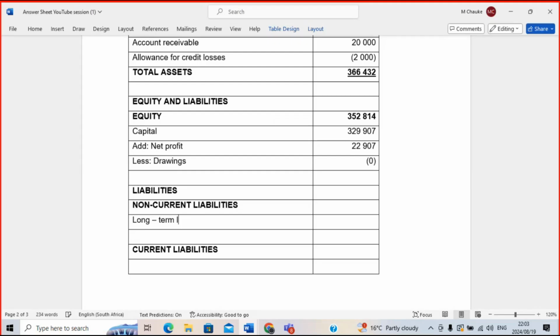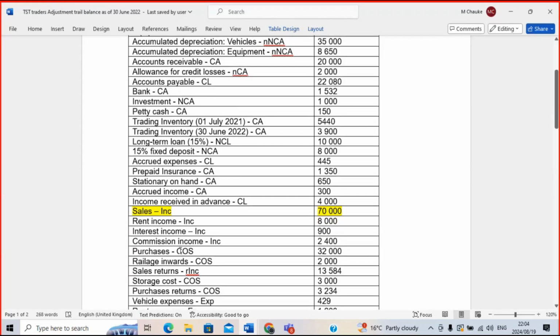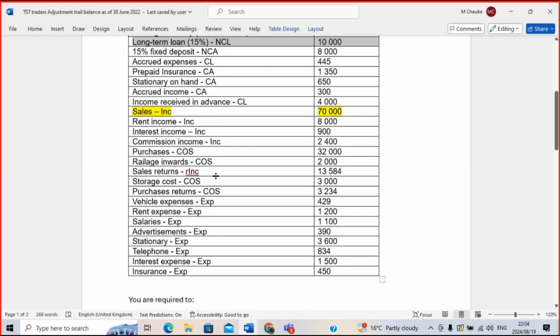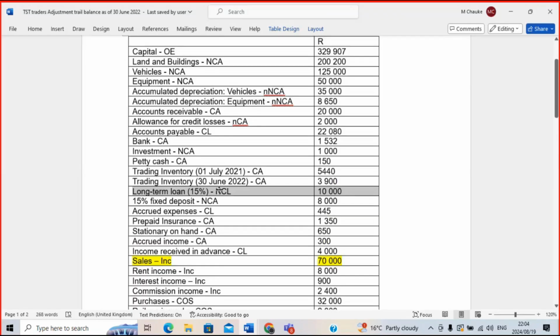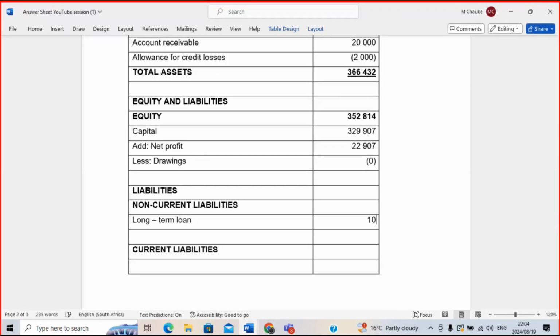Long-term loan. That's what I saw. I hope you guys have seen that. So our long-term loan is 10,000. There we go. 10,000, right? So there is only one non-current liability, right? Okay, and then let's go there and record 10,000. We're done. So our total non-current liabilities is the same, 10,000, because we don't have any other.